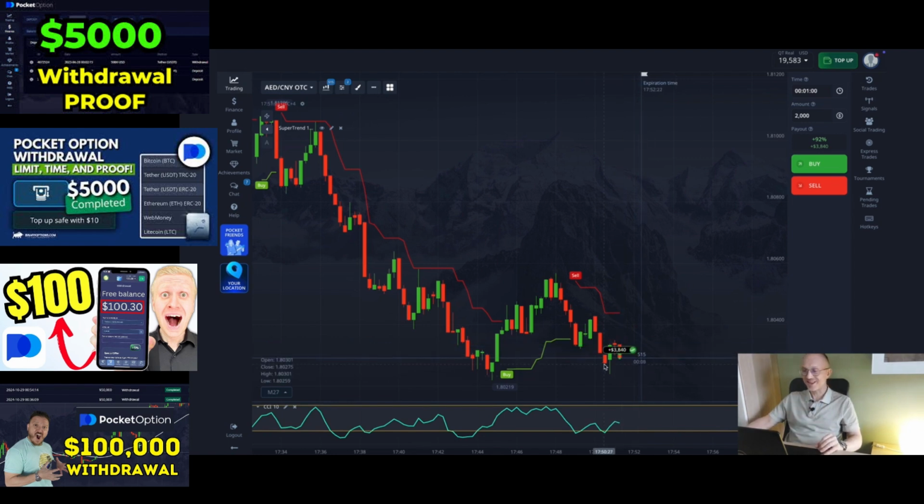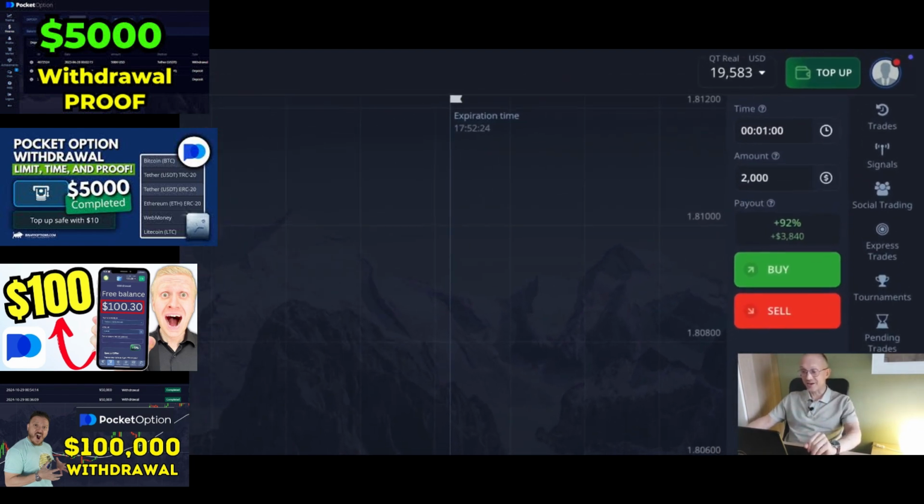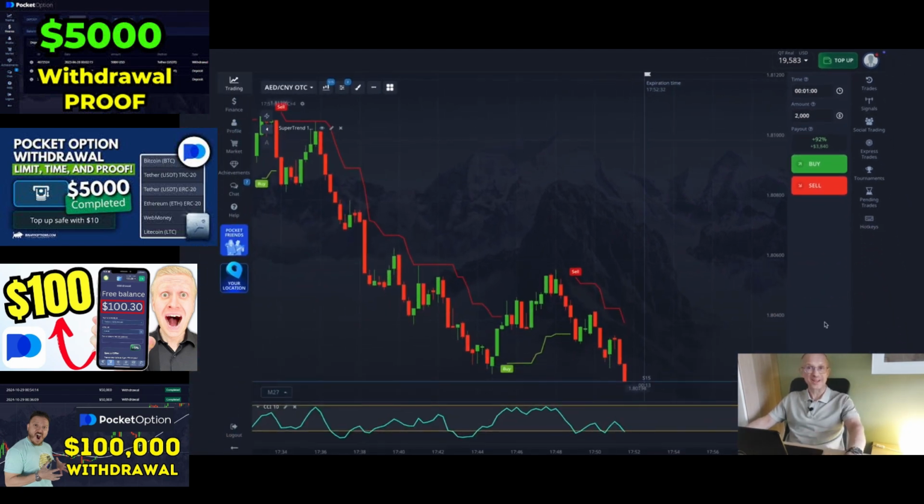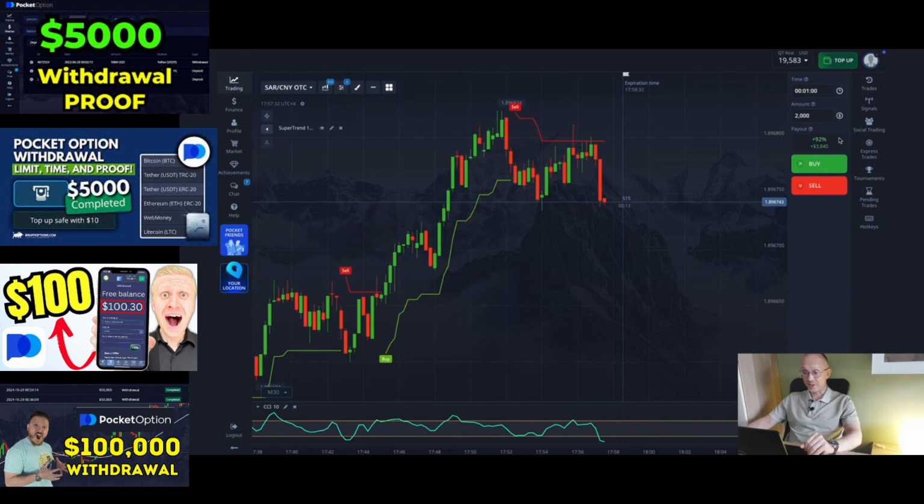A joyful result! There is another $1,840 in profit. The balance is moving steadily upward and the session is going smoothly. The final entry for today looks strong, so I'm setting the timer for 1 minute and opening a short trade for $2,000.